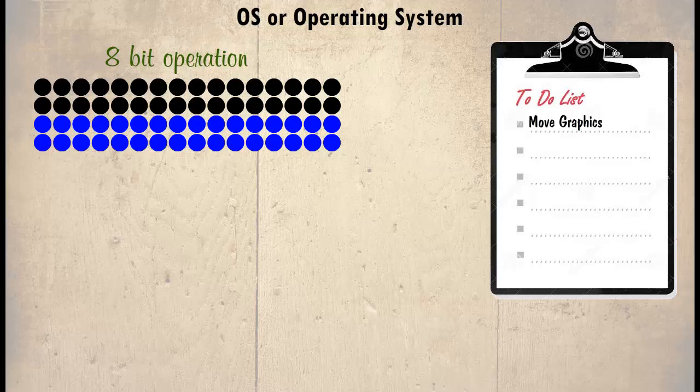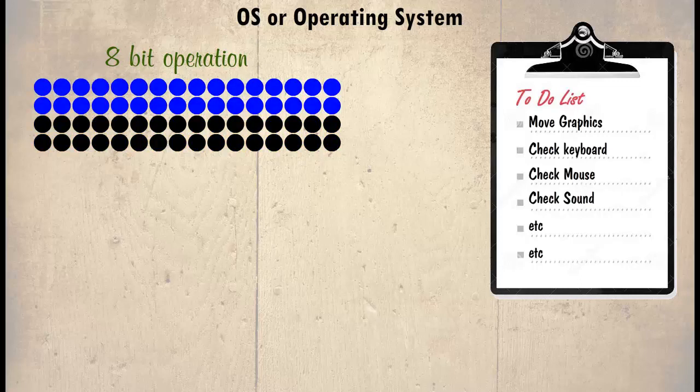Now, if we bear in mind that the CPU is not only looking after the screen, but also tracking many thousands of other housekeeping jobs, such as checking the keyboard to see if a key has been pressed, or if the mouse has been moved, or even if sound is being played. So between transferring the first 8 bits, it would move on to the next job. After completing all its jobs, it would then return to the screen and transfer the next 8 bits.